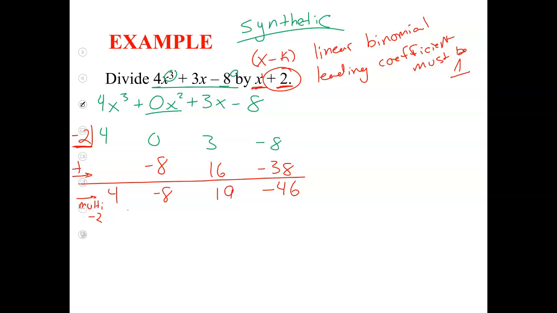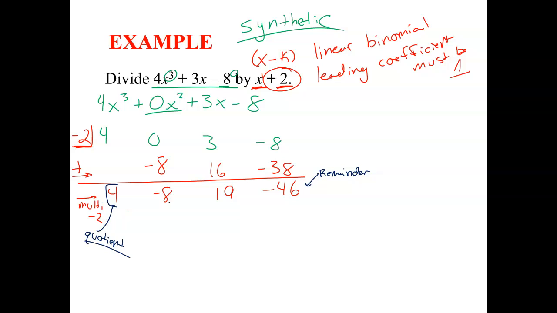So this bottom row is now my quotient. All of this here is my quotient. But now we need to write it. We need to put the variables back in. The last number is always the remainder.